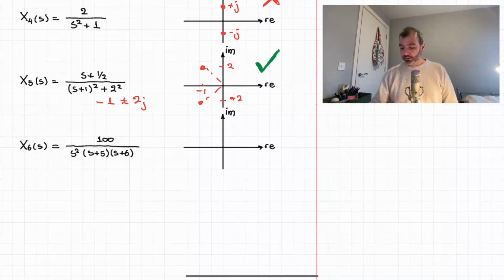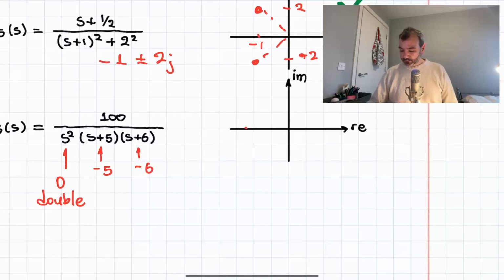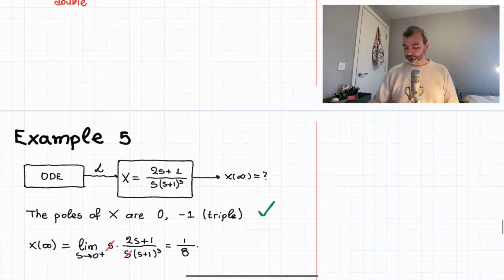And the last one is this polynomial. You have here a pole at 0, but it is double. You have a pole at minus 5, you have a pole at minus 6. So you have one at minus 5, you have one at minus 6, and you have one at 0, which is double. Can you apply the final value theorem? No, because the pole at 0 is double. You can apply it if it's single, not in this case.